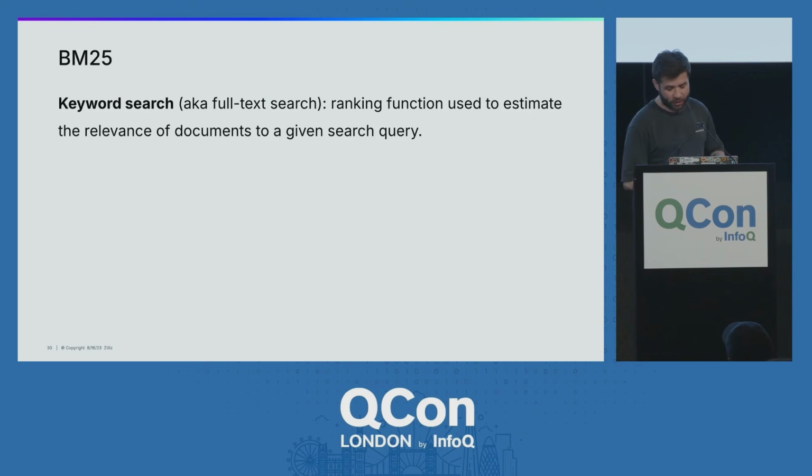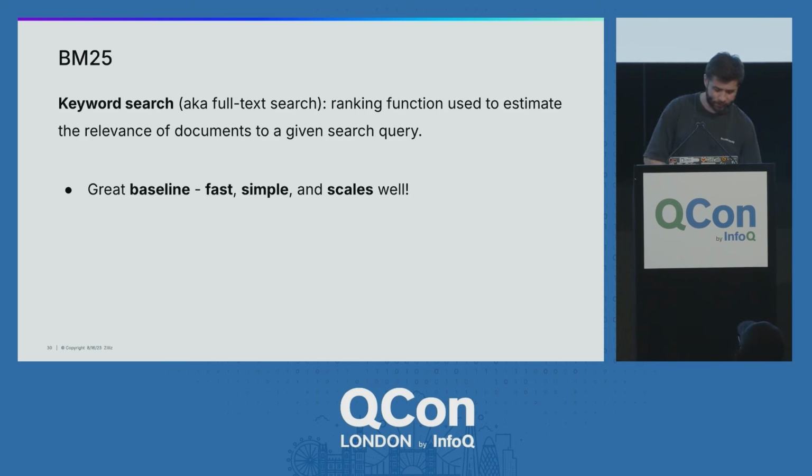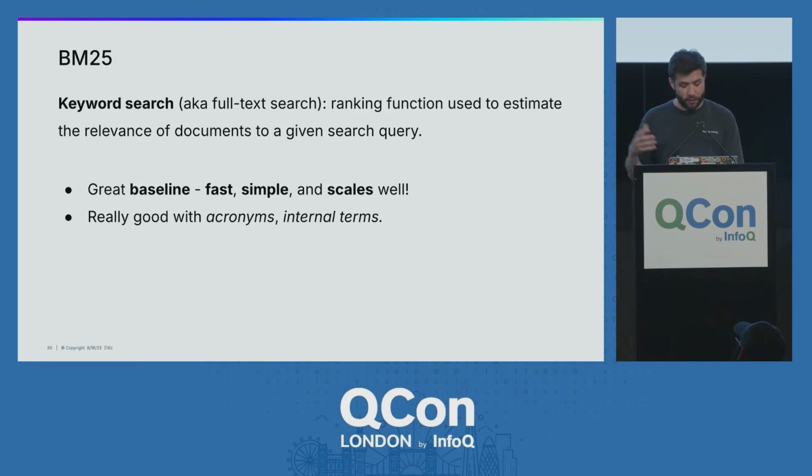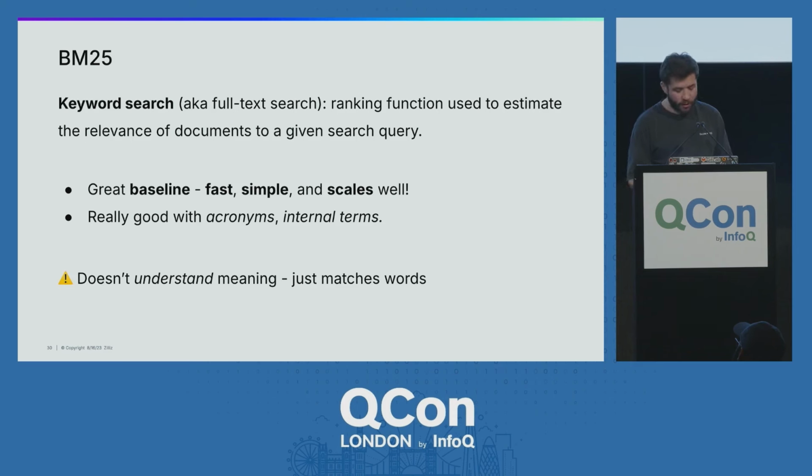It's a ranking function that is used to estimate the relevance of a document for a given query. It's a great baseline, it's fast, it's simple, and it scales. So far you'd be like, oh wow, what's wrong with it? It's also really good with acronyms, really good with internal terms. The only problem though is that it doesn't understand meaning. It's only matching words.